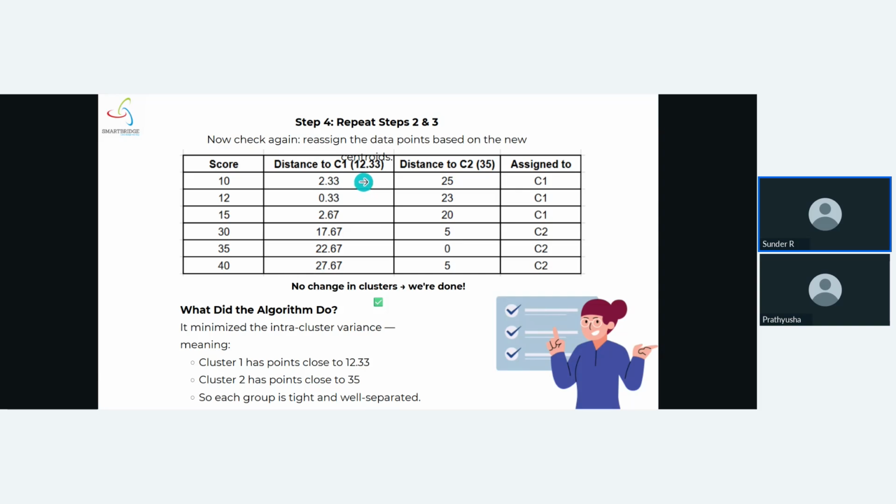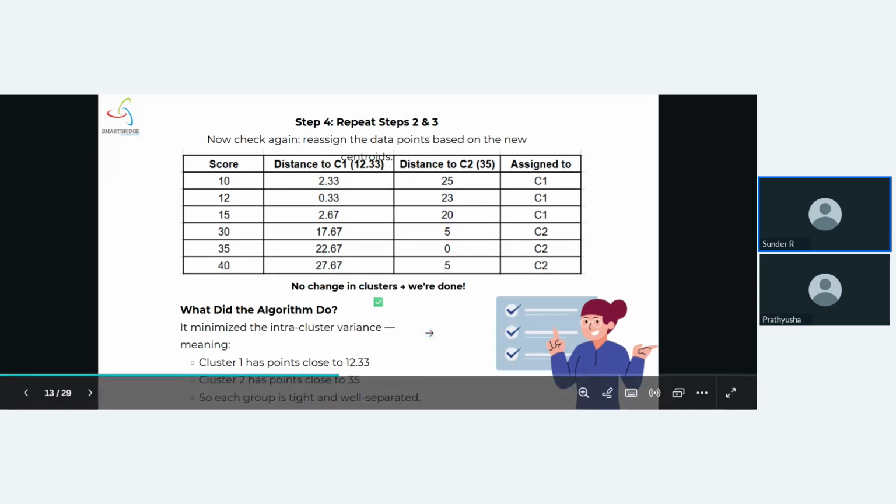If you see, I have got the C1 value, that is the new centroid value 12.33, and the C2 value is 35. Even after applying this distance formula and all, I'm able to see no change in the clusters. Because 10 belongs to C1, 12 belongs to C1, 15 belongs to C1, and then respectively 30 and 40 belong to the same cluster, isn't it? So until when do you have to do it? Until you see no change in your clusters. Is it clear? Until then you have to do it. Is it clear?